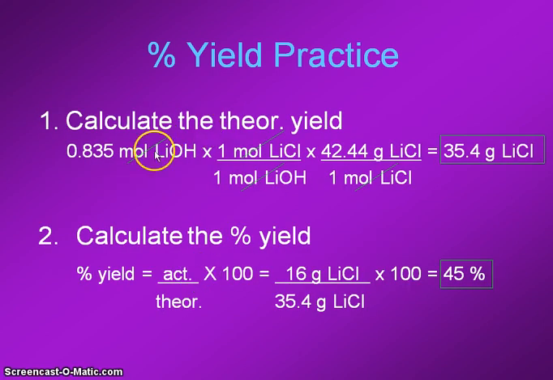So we want to find our theoretical yield. We're already given moles of our reactant, so we need to convert that into moles of our product, and then grams of our product. That gives us 35.4 grams for our theoretical yield. The actual yield was given to us in the problem as 16 grams, so we take the actual, divide it by our theoretical, multiply it by 100, and we get 45%. That's not a great percentage yield. Ideally, we would like it to be much higher than that, much closer to 100%.